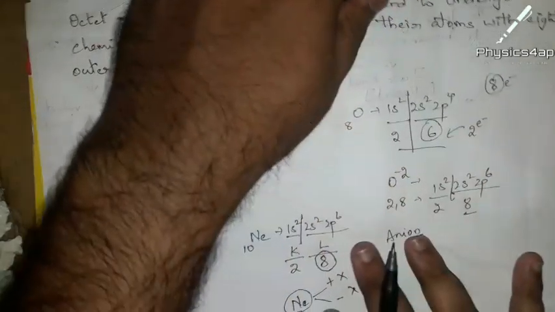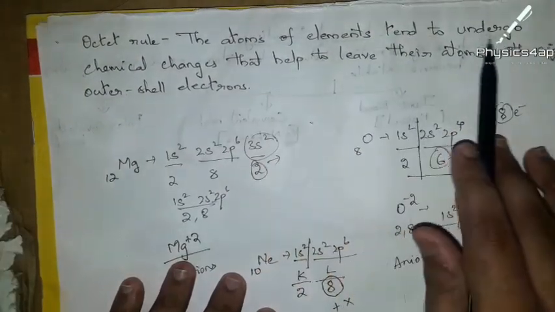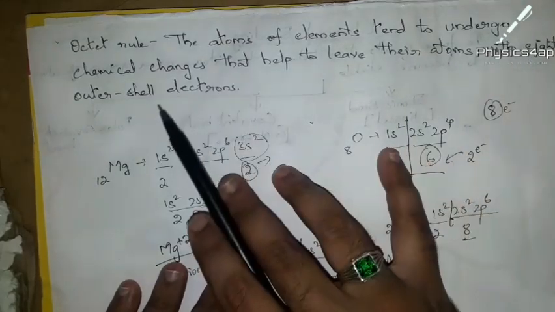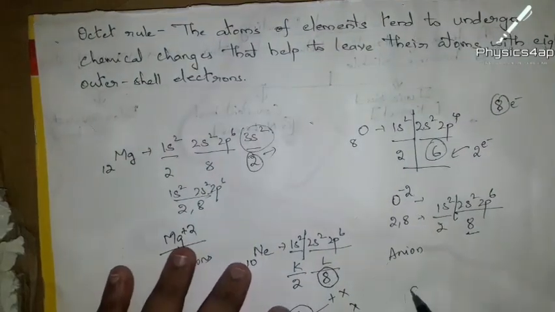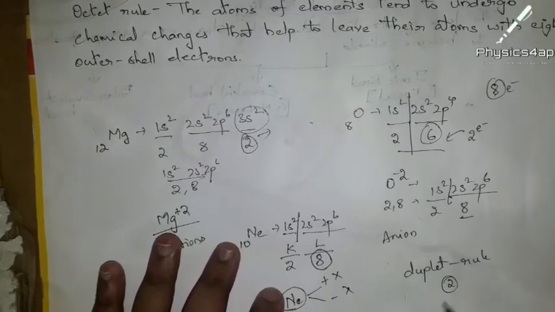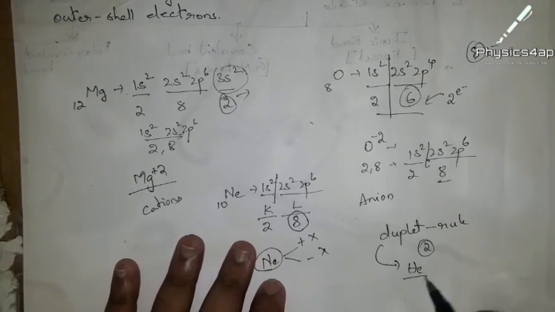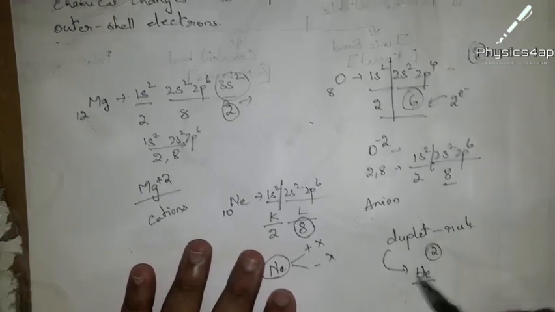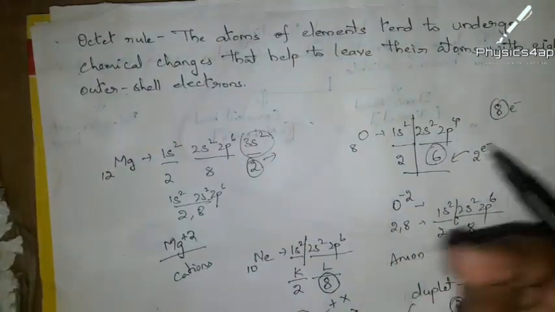So this is what we call the octet rule. The octet rule says that atoms of elements tend to undergo chemical changes that leave their atoms with 8 outer shell electrons. So this is what we call octet. And we have another rule which is called duplet. Duplet is nothing but 2 electrons in the outermost orbit. So this duplet exists only for helium. The remaining noble gases like neon, argon, krypton, xenon, radon all have 8 electrons in their outermost orbit.